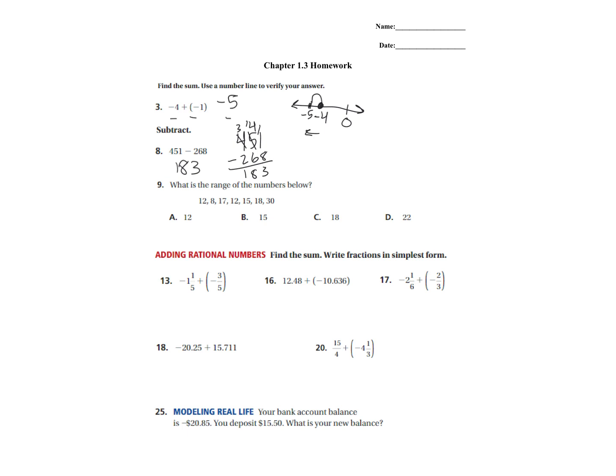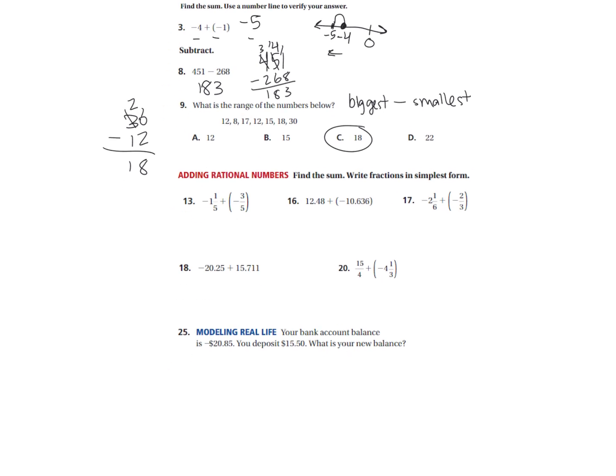For number 9, what is the range of the numbers below? The range always refers to the biggest value minus the smallest value. Right? It's how wide is our data set. So I'm going to do 30 minus 12, which ends up being 18. So my answer is C, 18.